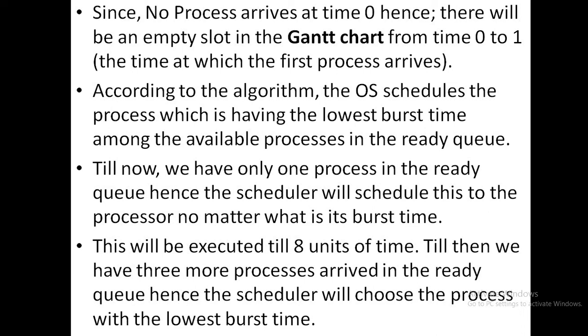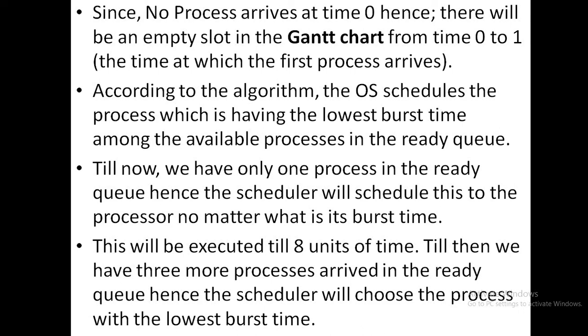Here is the explanation of whatever I have told you. Since no process arrives at time 0, there will be an empty slot in the Gantt chart from time 0 to 1. According to the algorithm, the operating system schedules the process which has the lowest burst time among the available processes in the ready queue. Till now, we have only one process in the ready queue. Hence, the scheduler will schedule this to the processor, no matter what its CPU burst time is.